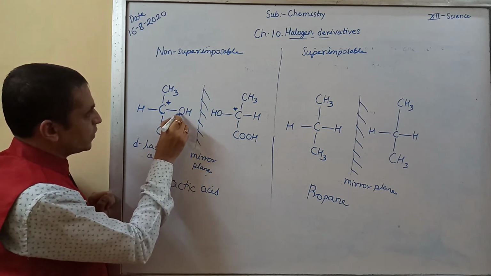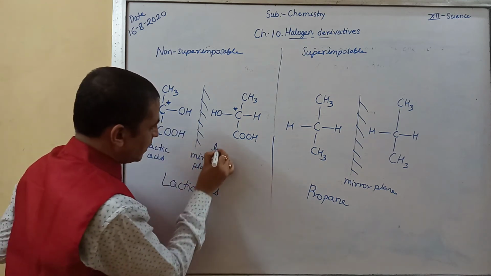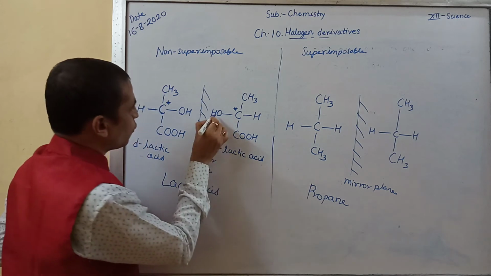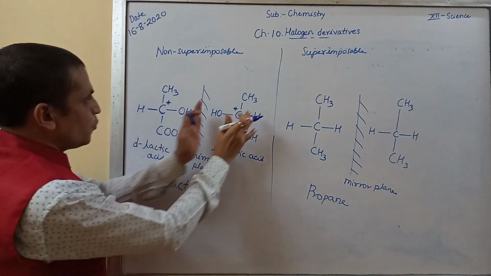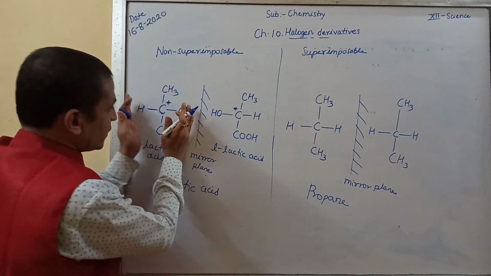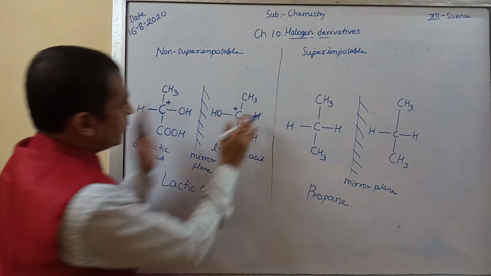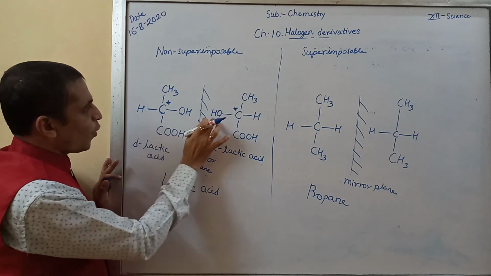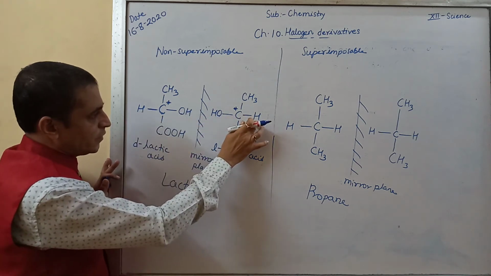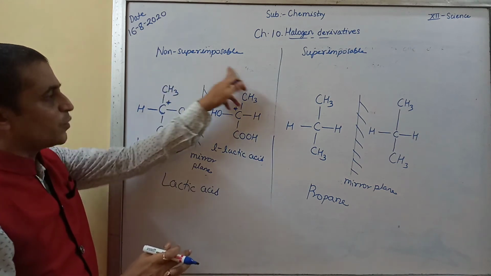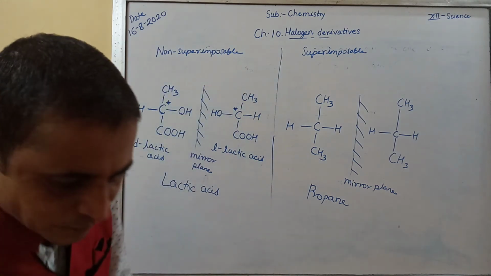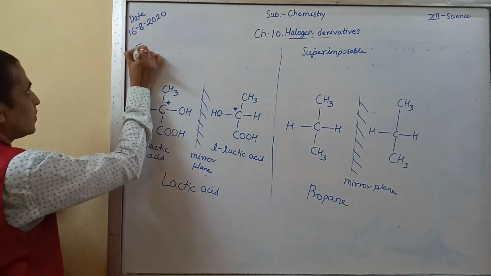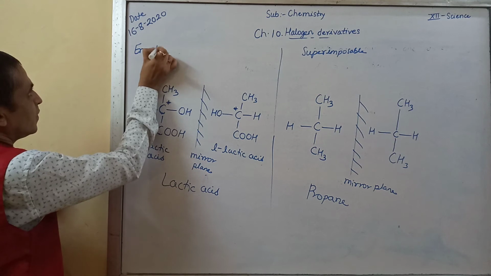In D-lactic acid, OH is on right hand side. But see, in L-lactic acid, OH is on left hand side. If you put this D-lactic acid over this L-lactic acid, then they do not coincide. See, H will come on OH and OH will come on H. So they do not coincide. So they are non-superimposable. They are also called enantiomers.